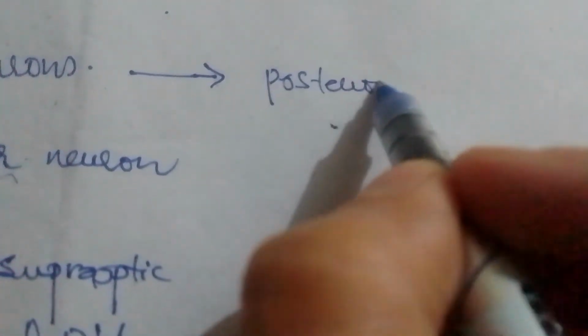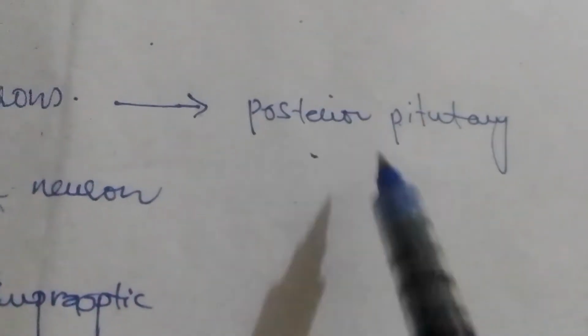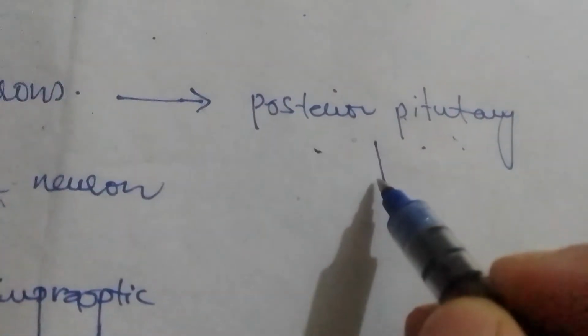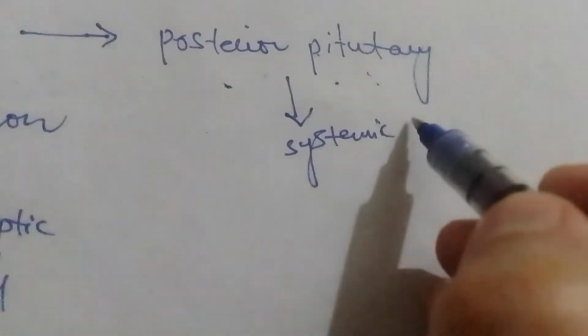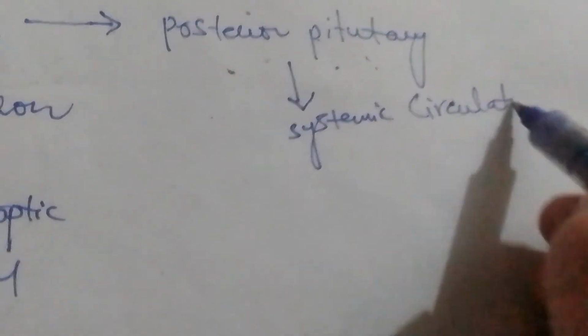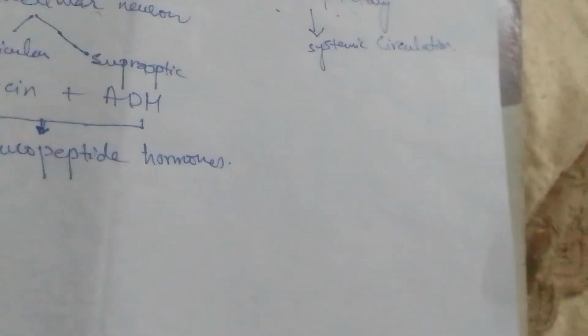They are synthesized in the hypothalamus, then sent to the posterior pituitary where they are stored, and then released when they are required in the body. When they are required, the posterior pituitary releases these hormones into the systemic circulation, and from the systemic circulation they travel to their target cells.